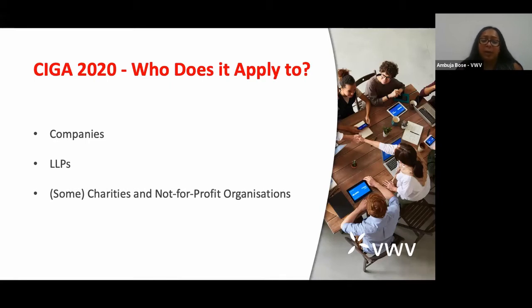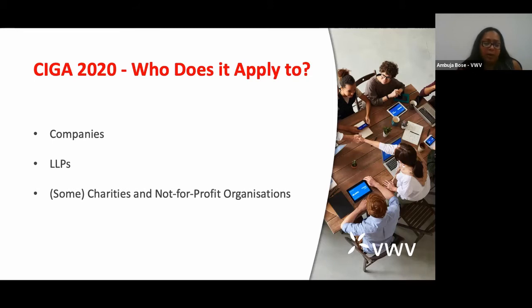CIGA does apply to LLPs, and it will apply to some but not all charities and some but not all not-for-profit organisations. In respect of charities, whether CIGA applies or not will depend on the way in which the charity is incorporated. So charitable companies are covered by CIGA, community interest companies are covered by CIGA, CIOs, charitable incorporated organisations, are covered by certain elements of CIGA, but not all elements.